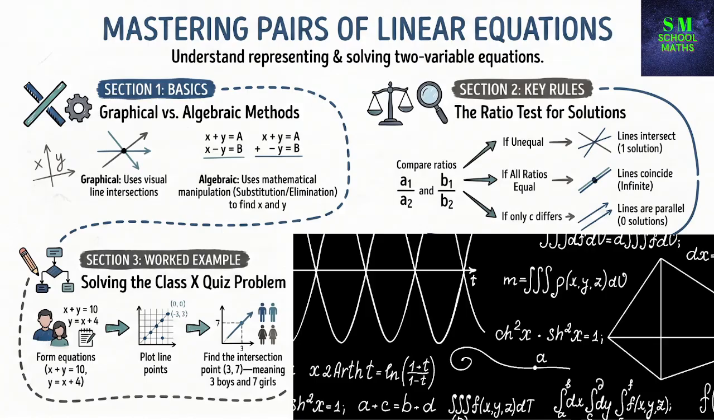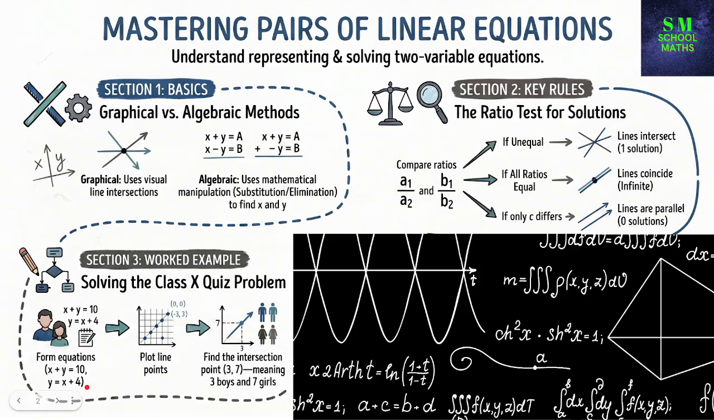Let's see how this works in a classic class 10 problem. Imagine a school quiz where a total of 10 students participated and the number of girls is 4 more than the number of boys. Step 1: form the equations. Let boys be x and girls be y. Total students: x plus y is equal to 10. More girls than boys. So y is equal to x plus 4.